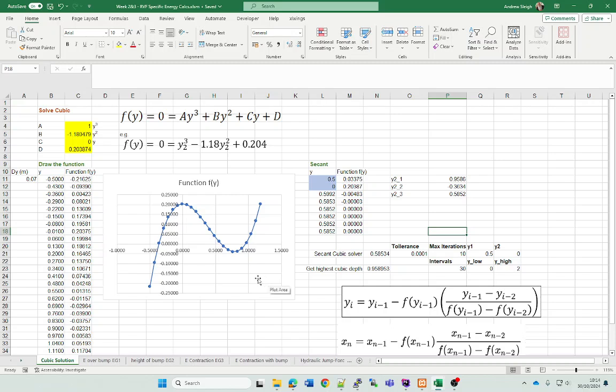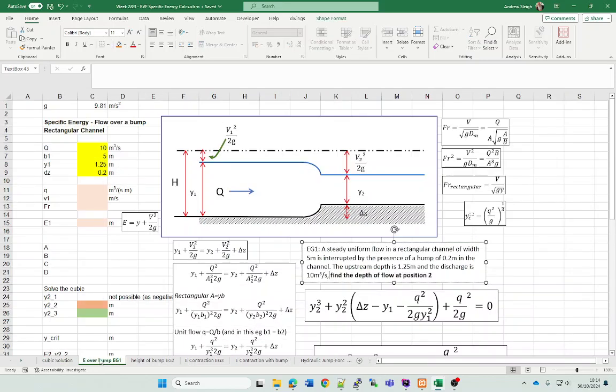Okay. So we might use this calculation sheet again for the next energy calculations. Let's go and see the first one. E over a bump, EG1, example 1. So here is the example. Example 1, steady flow in a rectangular channel of width 5 meters, interrupted by presence of a hump or bump of 0.2 meters.